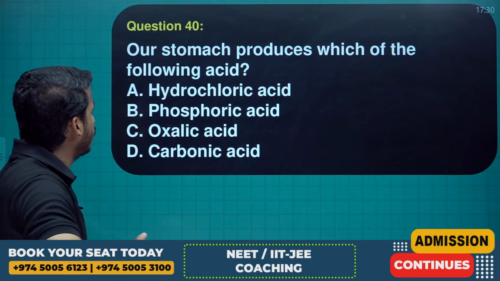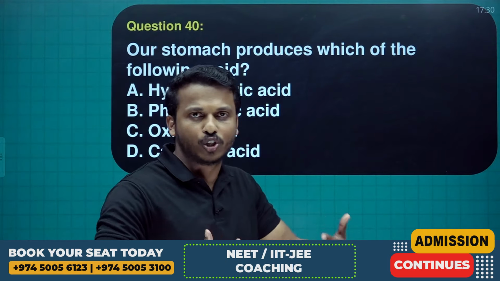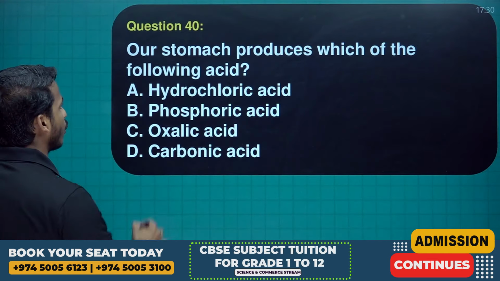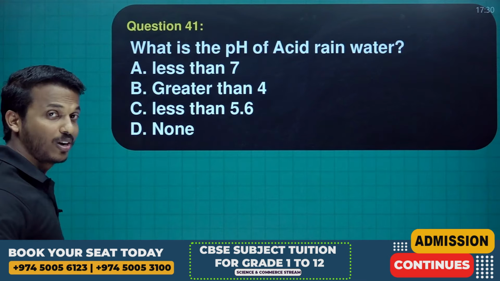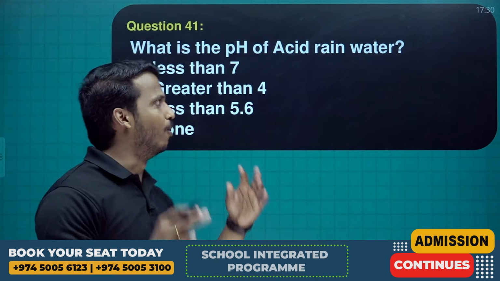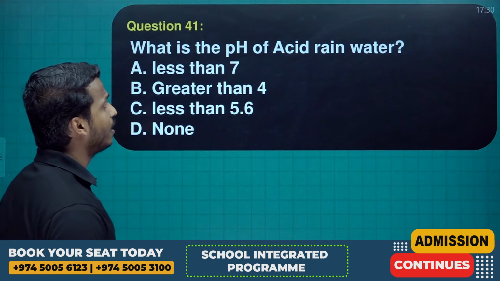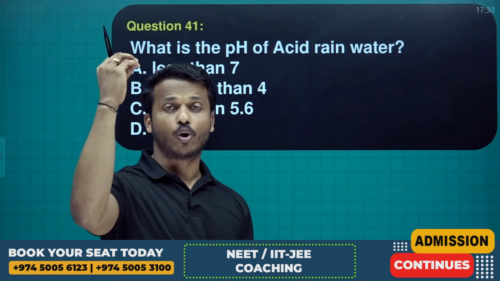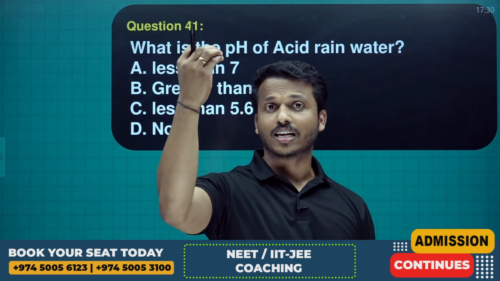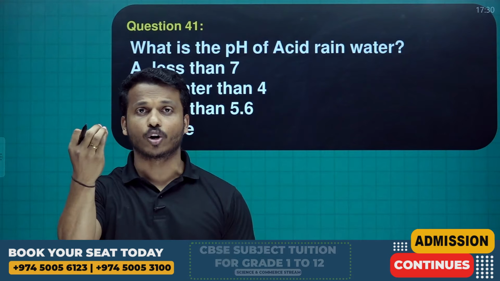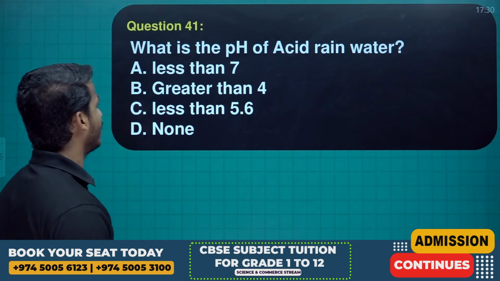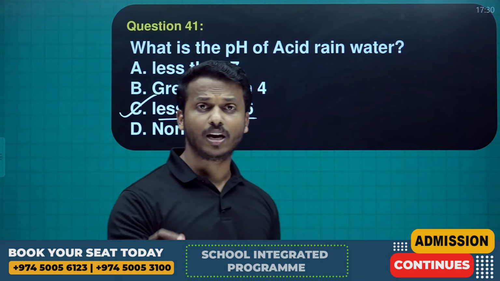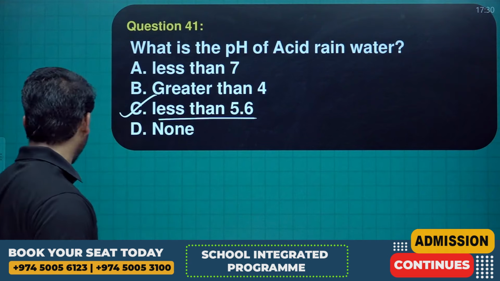Our stomach produces which of the following acids? Our gastric juice, right? Which acid does the stomach produce for digestion? That is hydrochloric acid, option A. Not in large amounts, otherwise it will cause death, so it's a small amount. Now, what is the pH of acid rain water? Acid rain we studied. The atmosphere contains acidic gases which combine with rainwater and make it acidic. When is it said to be acid rain? When the pH is less than 5.6.